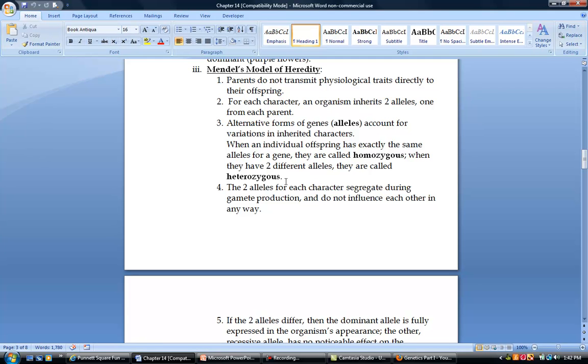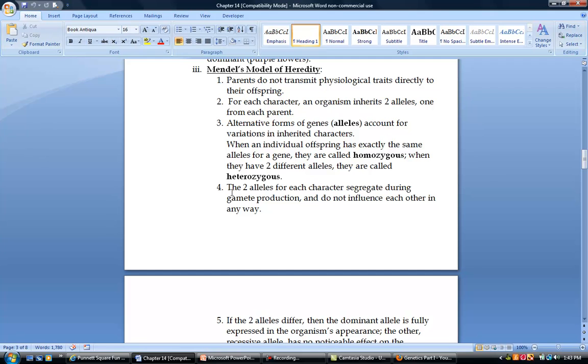So there's a couple of different ways that things can be set up as far as the alleles go. If they're going to have 2 of the same type of alleles, we call those homozygous. Zygous is talking about the alleles. Homo means same. If they have different alleles, then they're called heterozygous. Hetero means different. Zygous is talking about the genes.